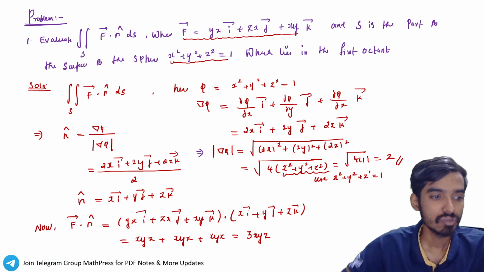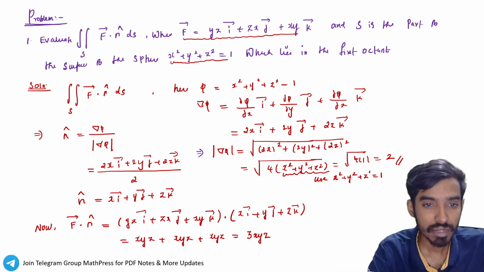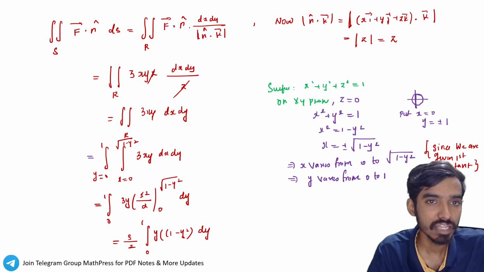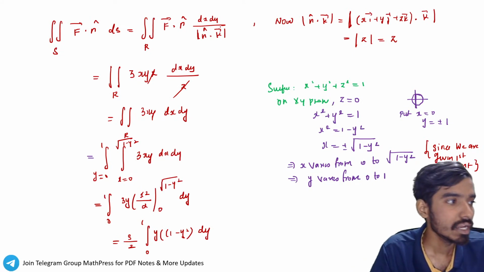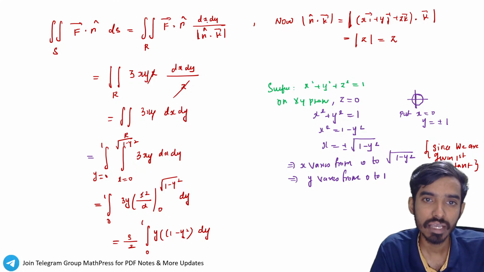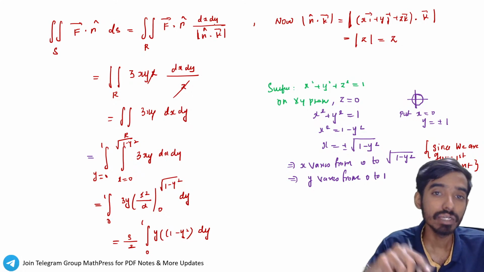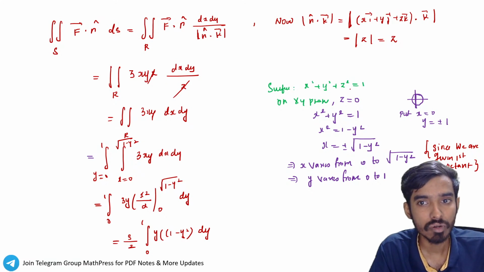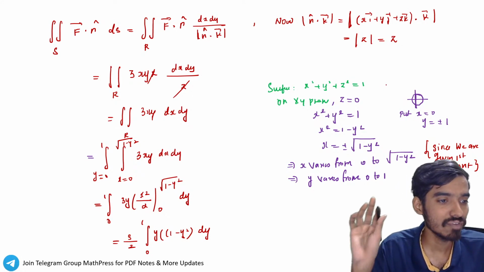Very simple, right? Suppose instead of taking dx dy divided by n cap dot k, we are choosing the xy plane, projecting on the xy plane. If you are choosing the yz plane, you just put x equal to 0. You will have y square plus z square equal to 1. You take one as variable, the other from 0 to 1. You get the same answer only. I think you are following, right?